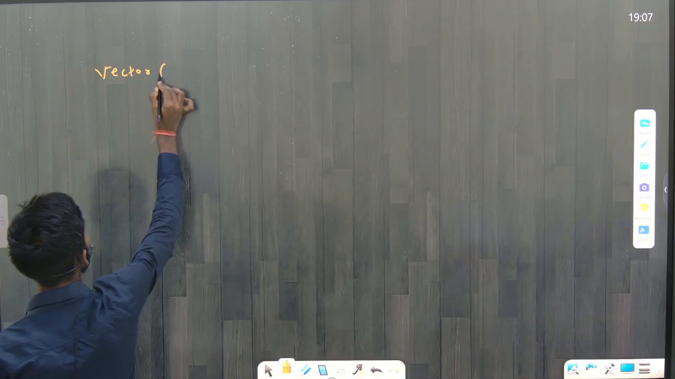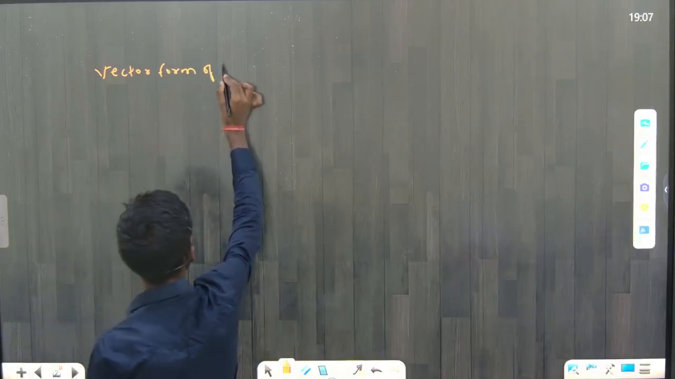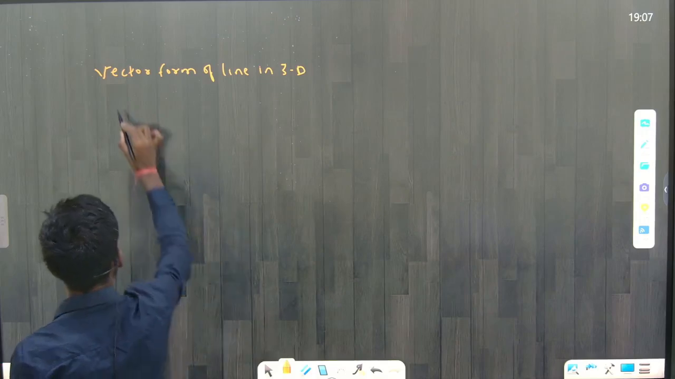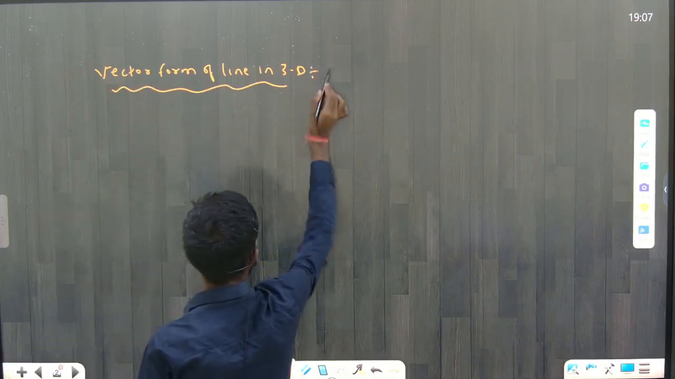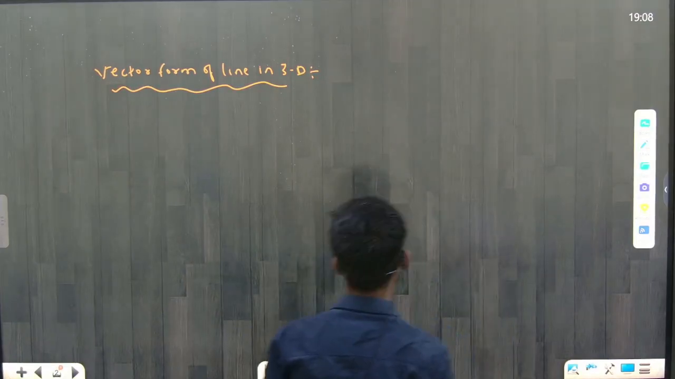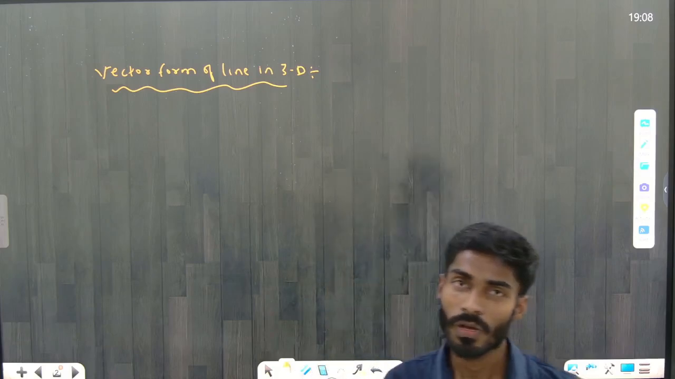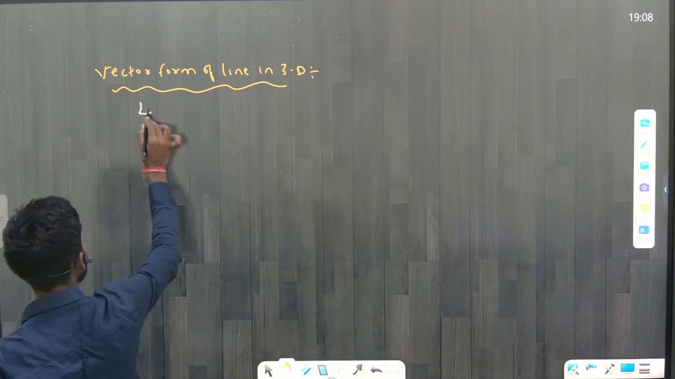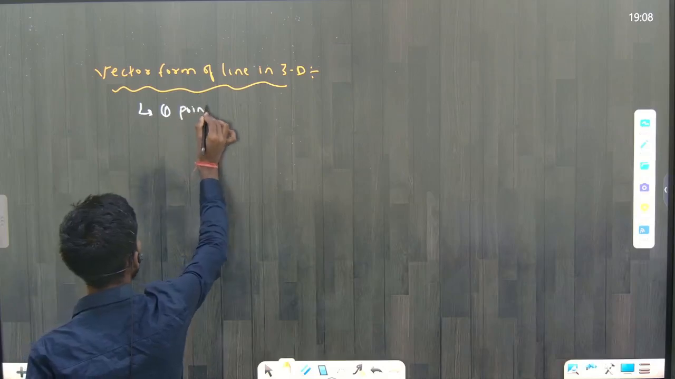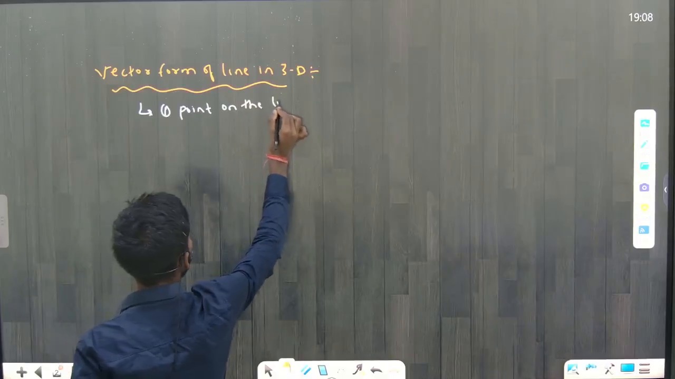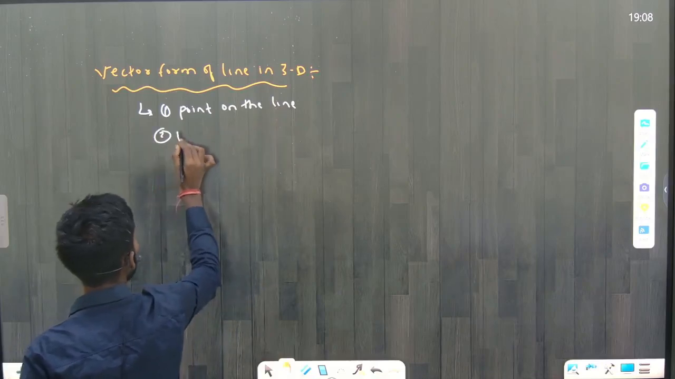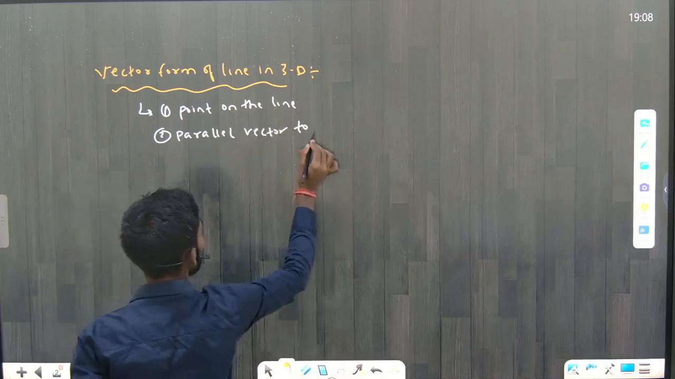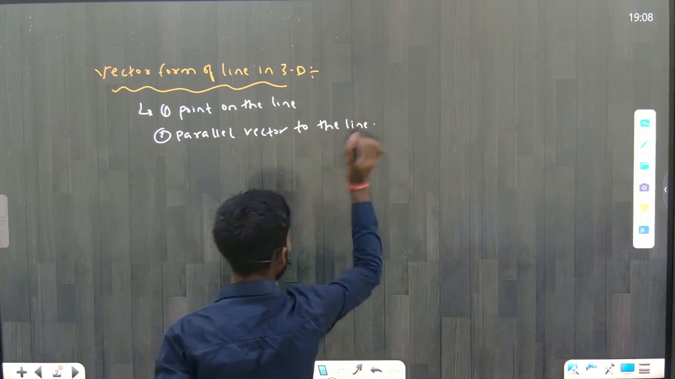The vector form of a line in 3D. If I want to write the vector form of a line in 3D, then we need two things. First one is a point on the line, and second one is a parallel vector to the line.